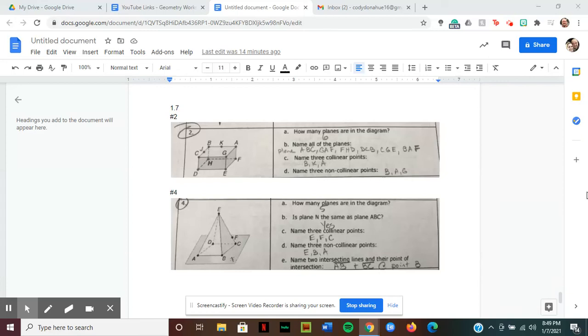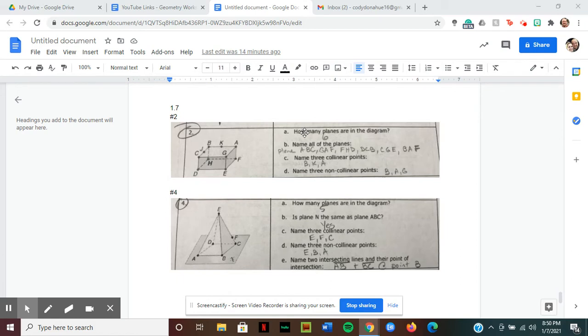All right, so last section of Unit 1, Section 1.7, we covered three-dimensional objects, and we also revisited planes, okay? So on our 1.7 worksheet, we're going to look at numbers 2 and 4. So number 2, we are given this object, okay? This prism looks to be a rectangular prism, and we're given these 4 questions.